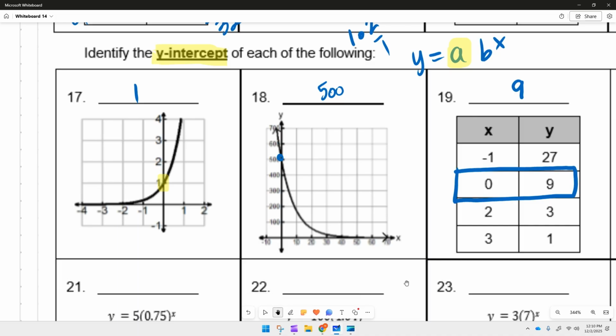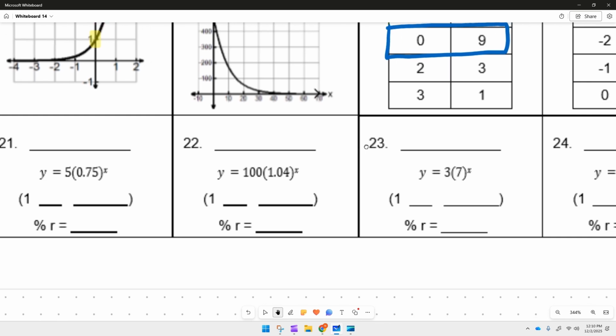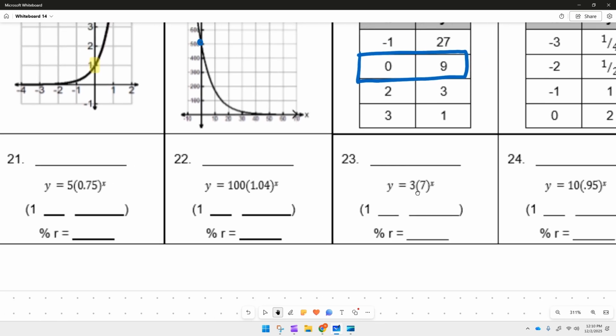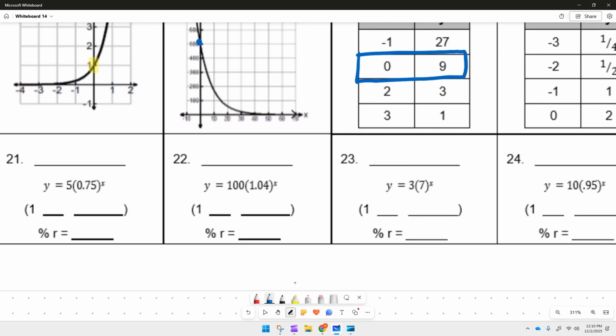Okay, so here on this part, so 21 through 24. So we're looking for our B value. No, we're looking for our A value. So that is 5, 100, 3, 10. So that means 5, 100, 3, and 10.